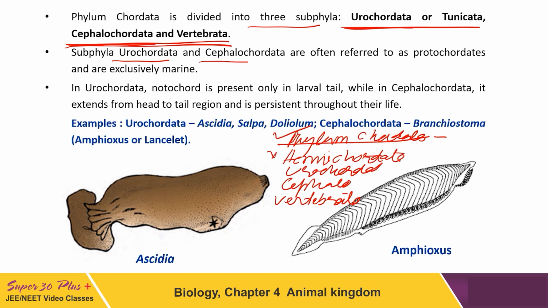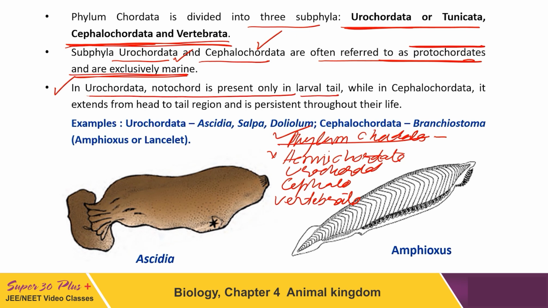Subphyla Urochordata and Cephalochordata are often referred to as protochordate. So this is non-chordate, chordate and protochordate, primitive type of chordate, Urochordata and Cephalochordata. And all these are exclusively marine, remember. Urochordata, as the name indicates, notochord is present in larval tail only. While in Cephalochordata, it extends from head to tail region and it persists throughout the life. Important feature. Again, this is a question for stars, right?